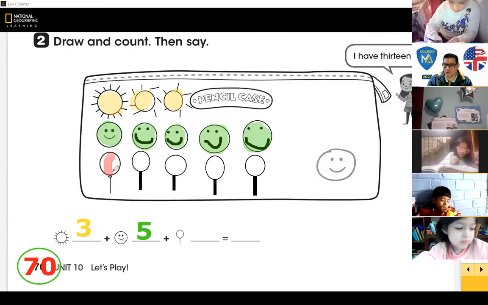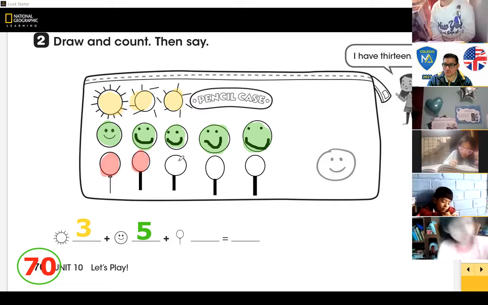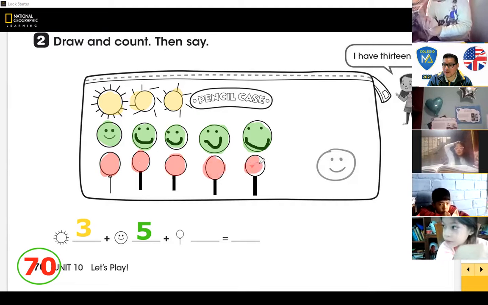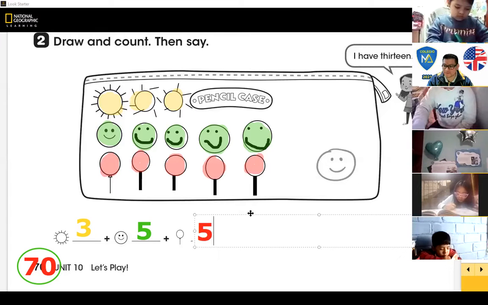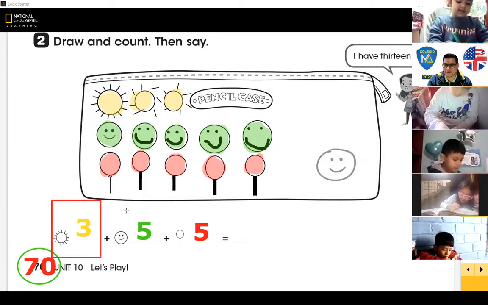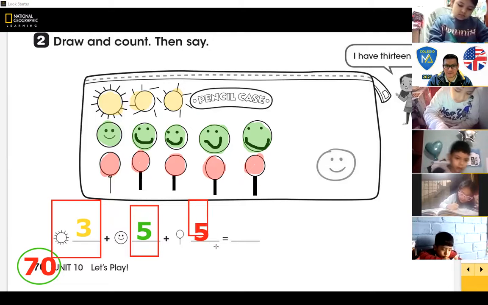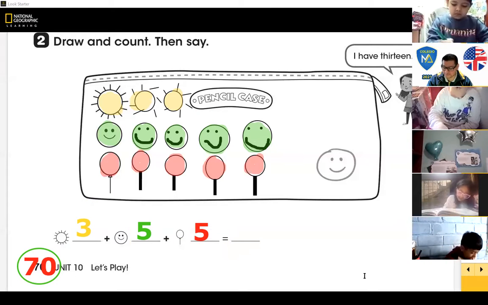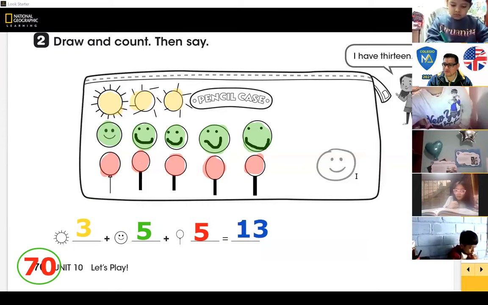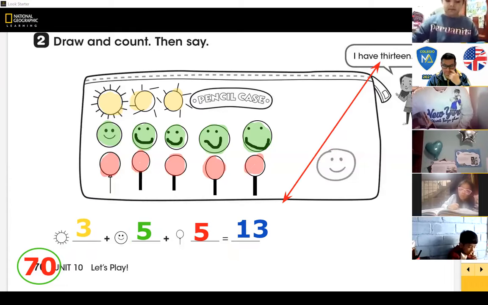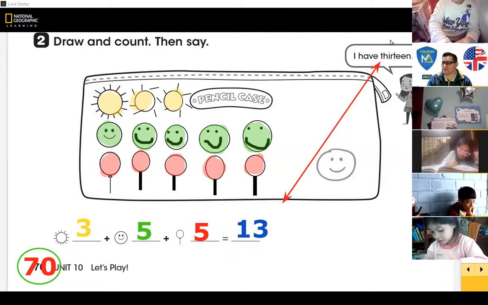One, two, three, four, and five. Five balloons. Okay, I'm gonna write here now five. So we have here something. Three and five, eight. And five, 13. So it means that I have 13. Okay. What the girl said, right? You see what the girl said. I have 13. This is something that we have to do now.